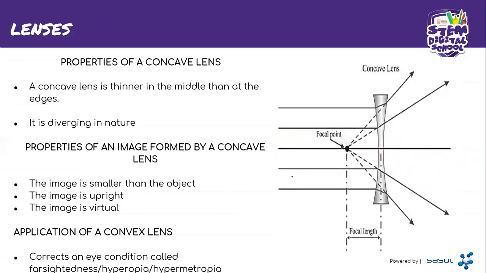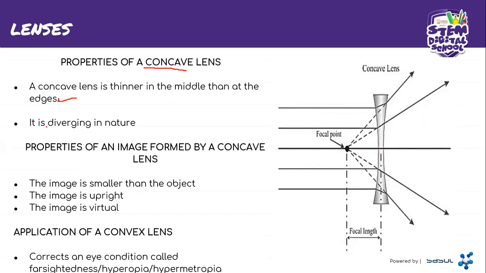Then let us look at a concave lens. These are the properties of a concave lens. Now, firstly, if you look at the concave lens, you can see it is thinner in the middle than at the edges altogether, which is the exact opposite of a convex lens. Because a convex lens, you will remember, is thicker in the middle than the edges. But now we're talking about a concave lens. It is thin in the middle than at the edges. That's a mark.